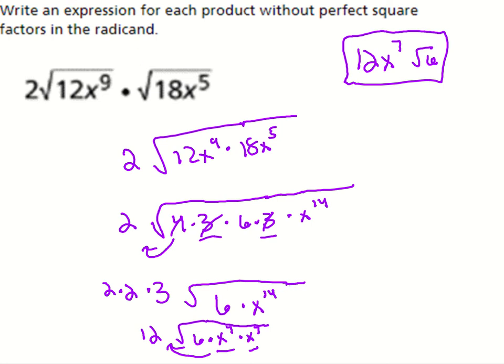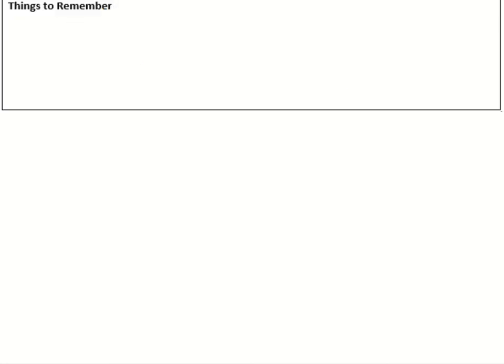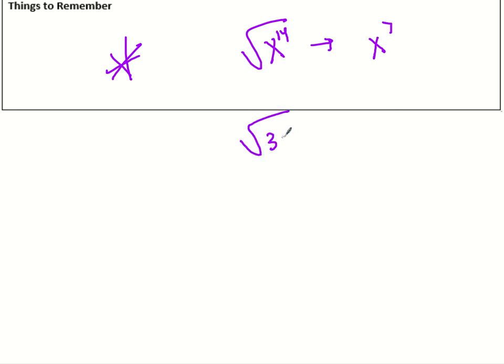But that's it, guys. So I know it's a lot of different kind of weird things and weird rules. But let's actually put our things to remember. Square root of x to the 14th is just x to the 7th. That might be a nice, helpful rule for you. And then let's also put in our things to remember the square root of 3 times 3 is equal to just 3. Okay, because that shows us our pairs.